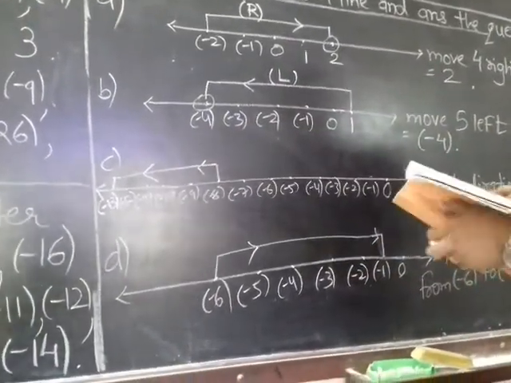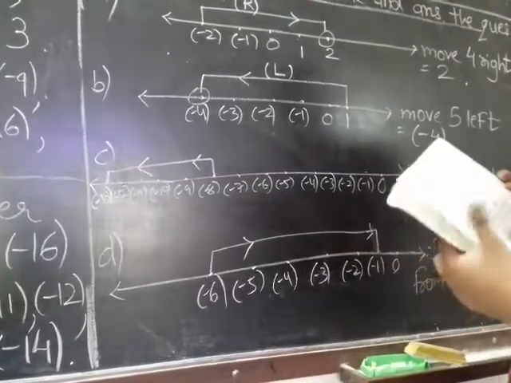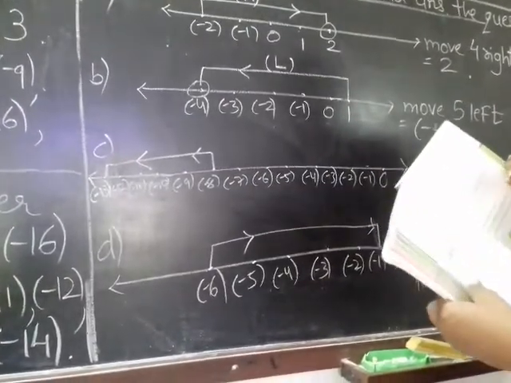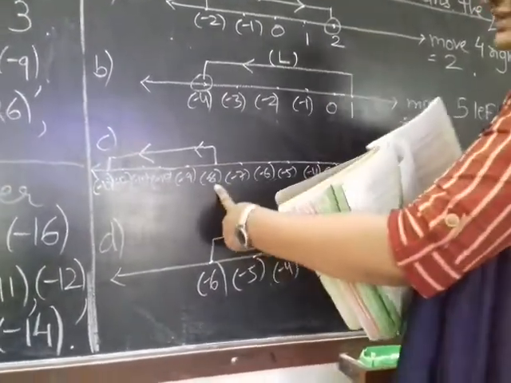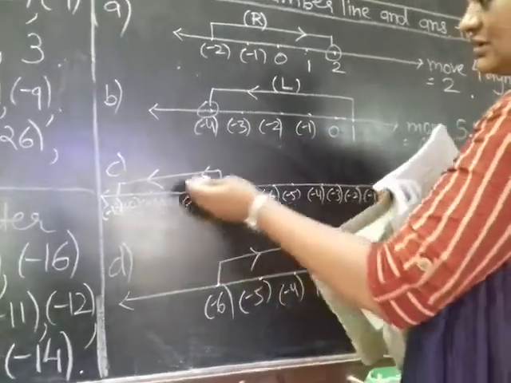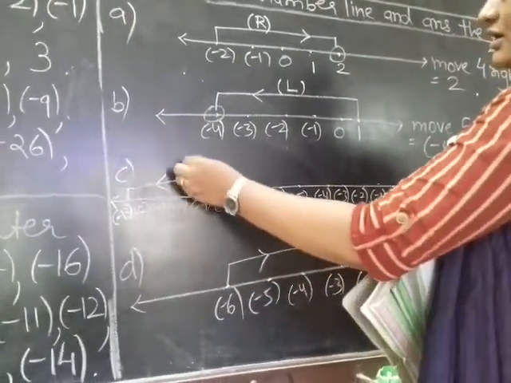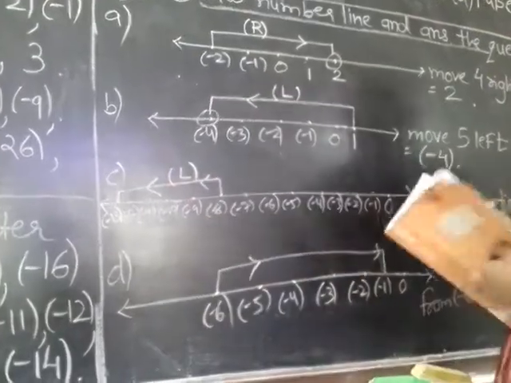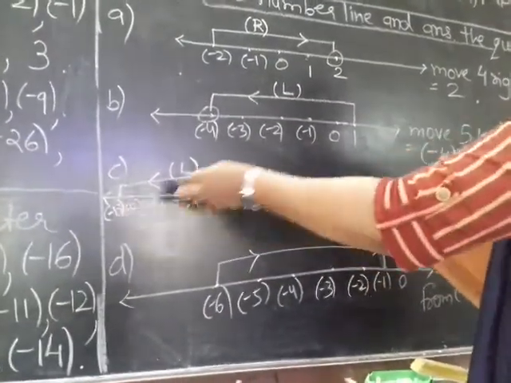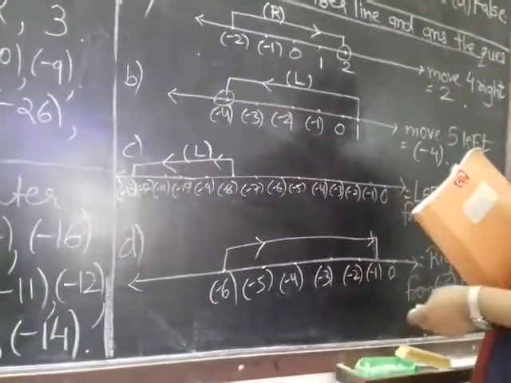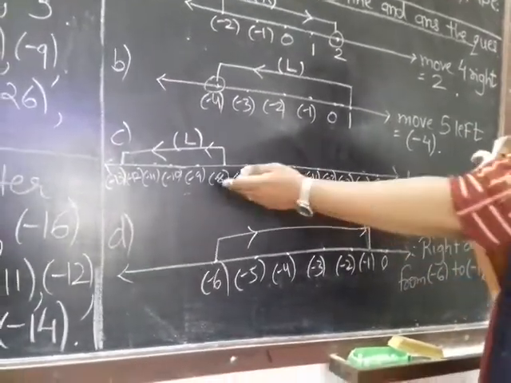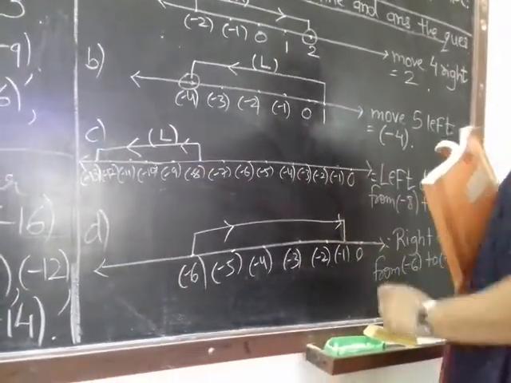Now, if we are at minus 8 on the number line, in which direction should we move to reach minus 13? Minus 8 is here, minus 13 is here. So which direction is this going? This is definitely the left direction. So from minus 8 we are moving to the left side and we reach minus 13. So from minus 8 to minus 13 we are moving in the left direction.